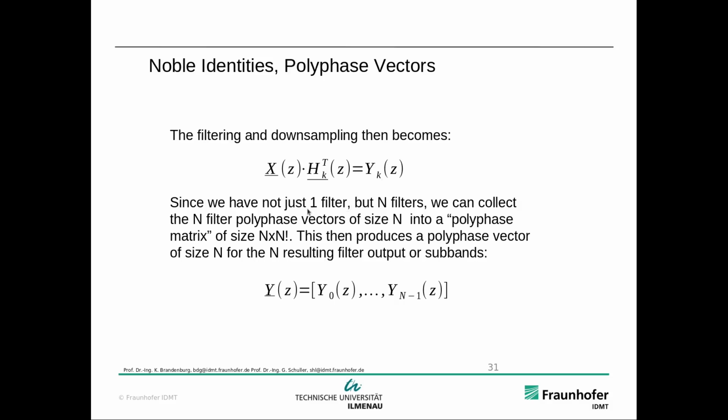But now we have not just one filter, but N filters, right? This k goes from 0 to capital N minus 1. And we can collect the N filter polyphase vectors of size capital N into a polyphase matrix of size N by N. This then produces a polyphase vector of size capital N for the N resulting filter outputs or subbands. So here, this comes out of our analysis filter bank, right? And this happens when we have H a matrix instead of just a column vector.